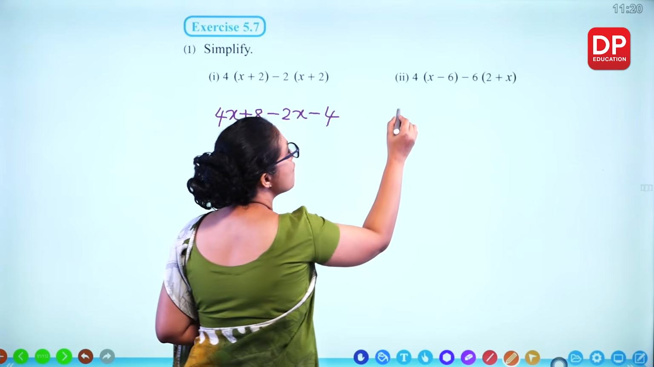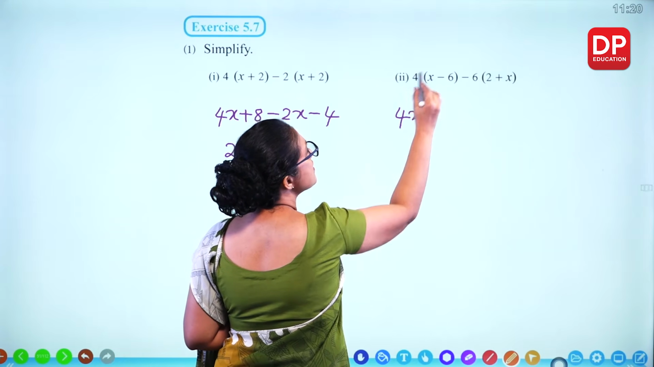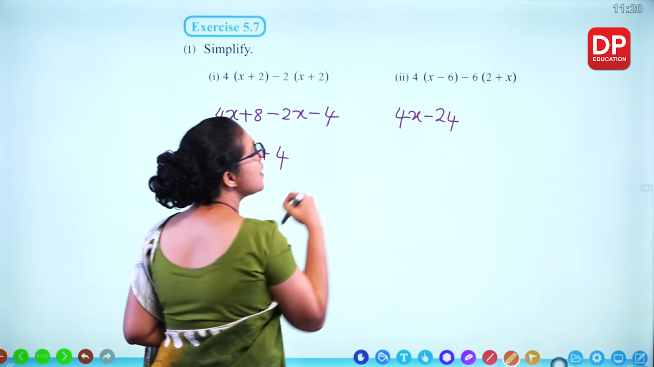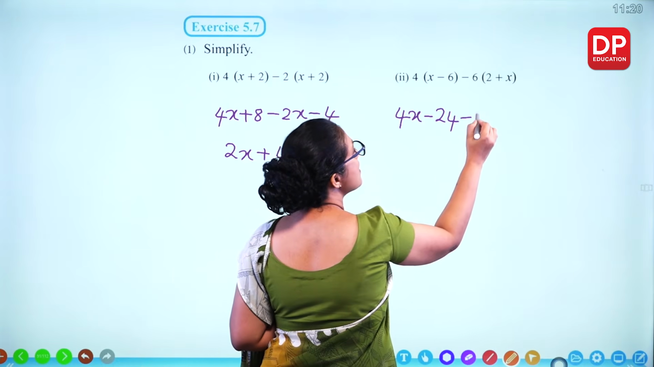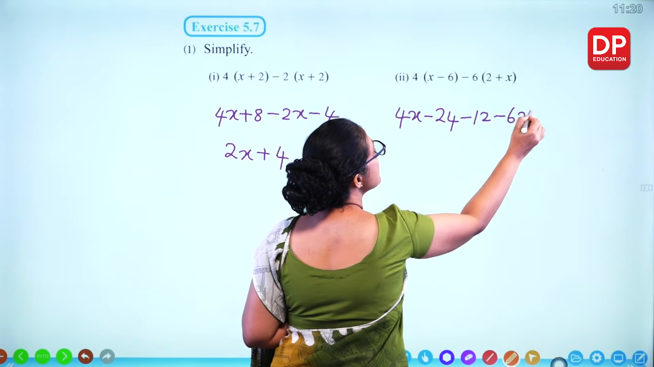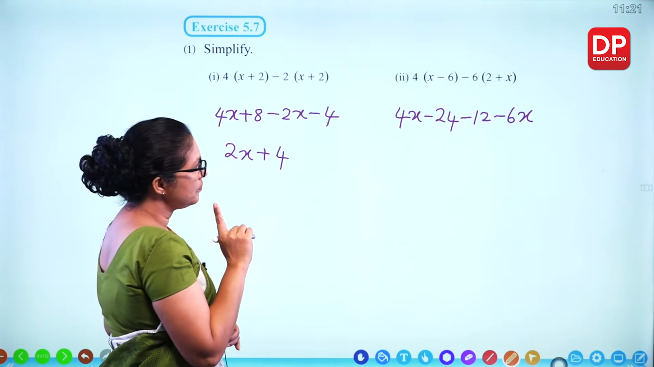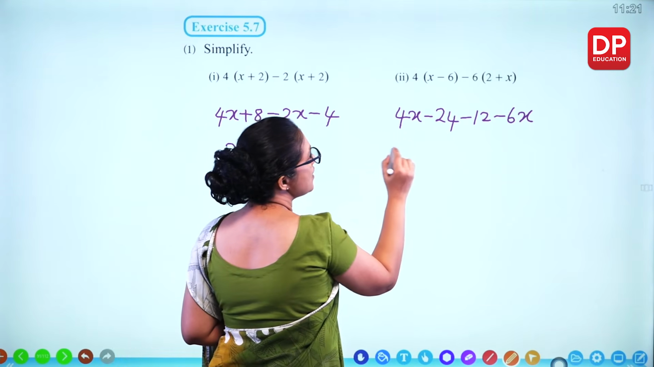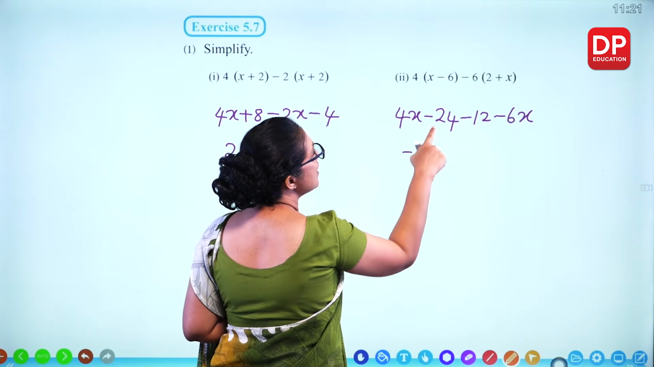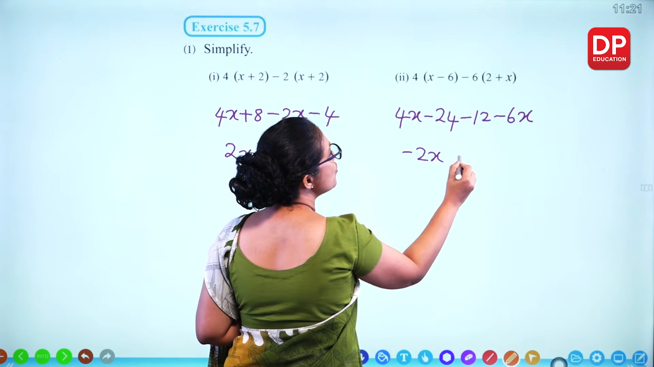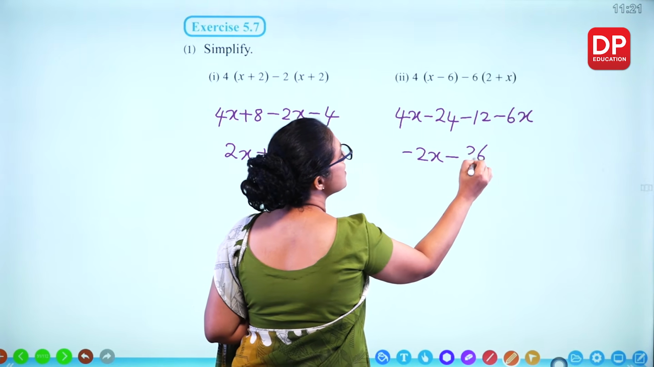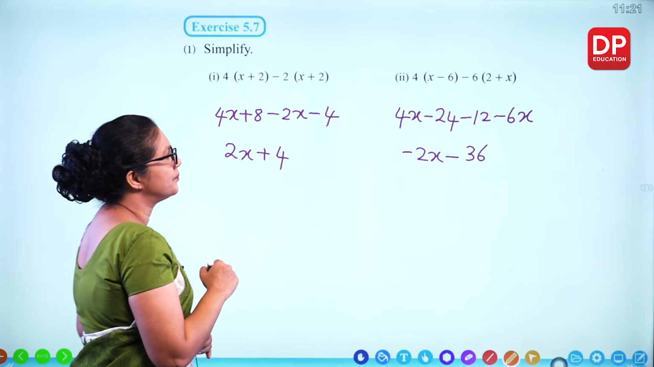This one multiply by 4 first, 4x minus 24. Here multiply by minus 6, minus 12 and minus 6x. Like terms, simplify. 4x and minus 2x, minus 2x. When you add these two, you get 36.